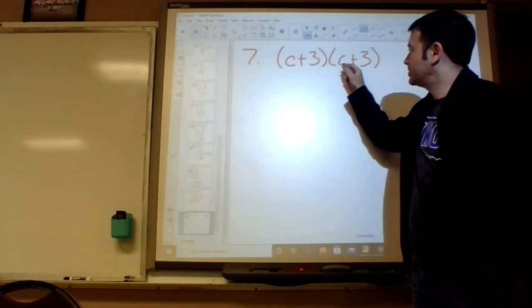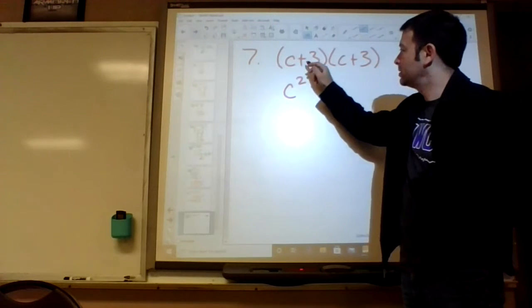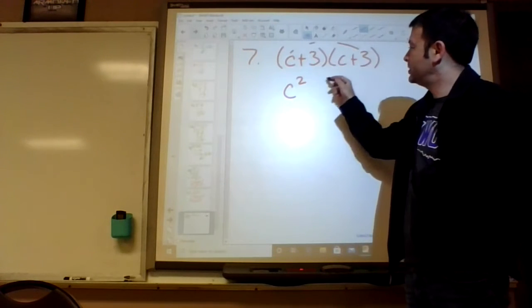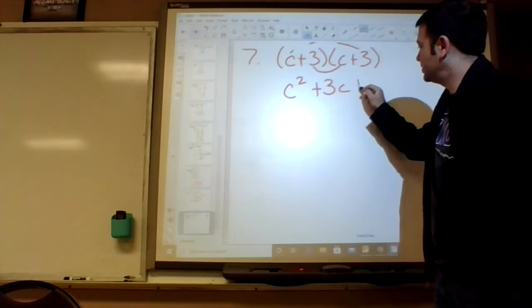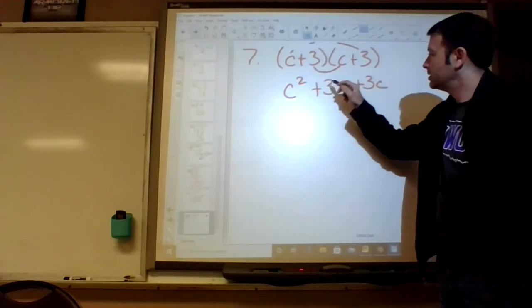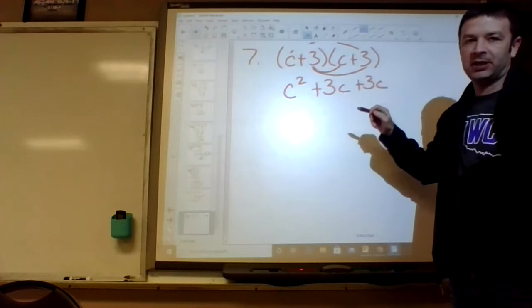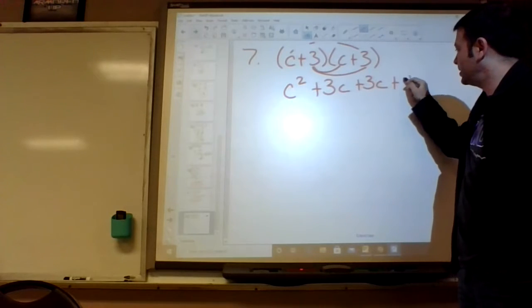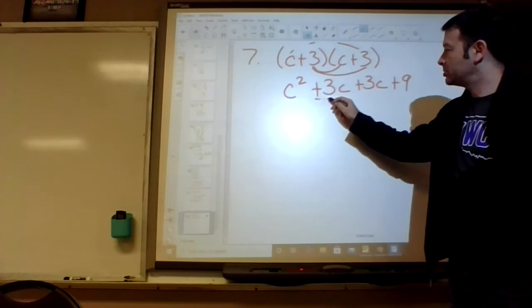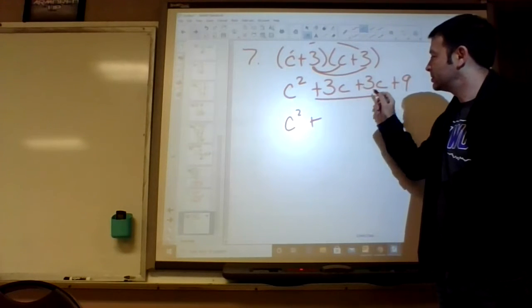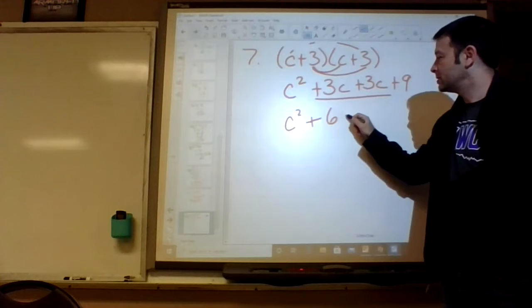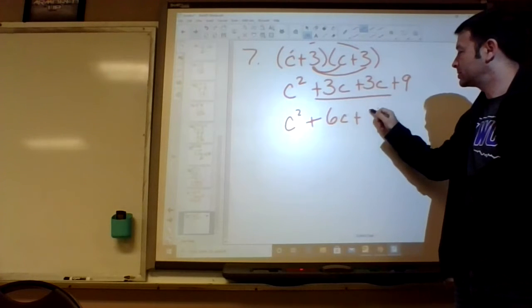So the first, c times c is c squared. Outside, 3 times c. Inside, 3 times c. And then the last, 3 times 3 is 9. Middle terms add together. c squared plus 6c plus 9.